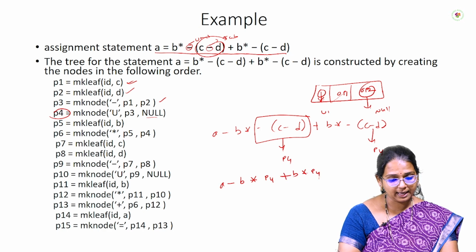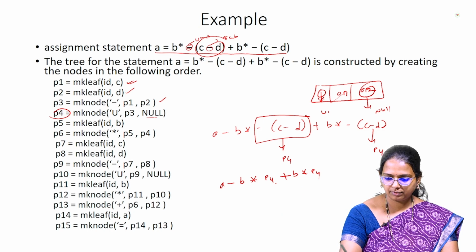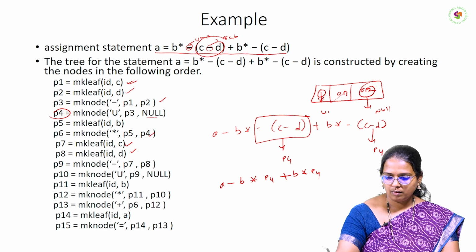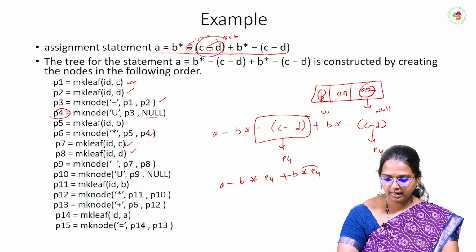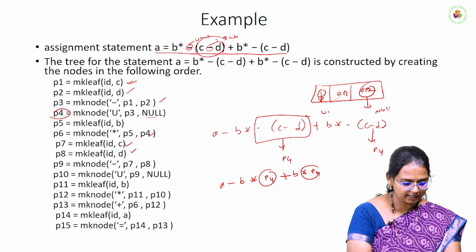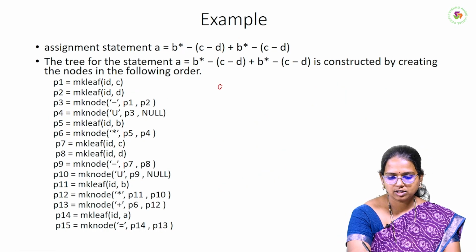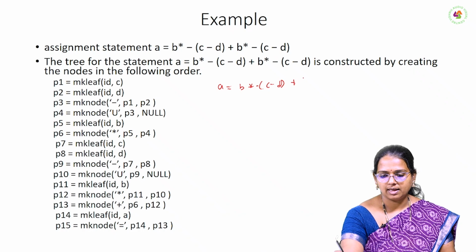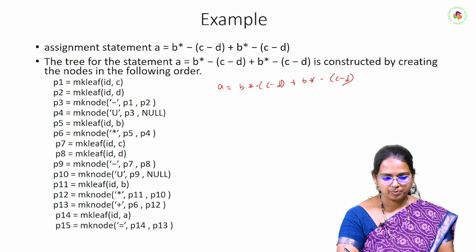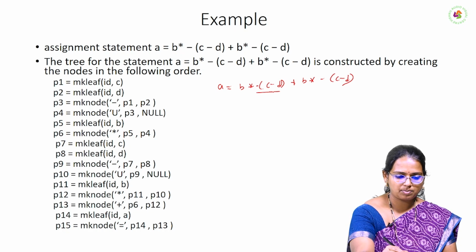Now, we should make an ID. So, instead of taking double, here they have taken double terms again, P7, P8, and they have done this one. Now, instead of that, we can also take the same P4. Okay. We will see by taking double time now. So, here what is the expression? A equals to B into minus of C minus D plus B into minus of C minus D. Now, we completed this part.